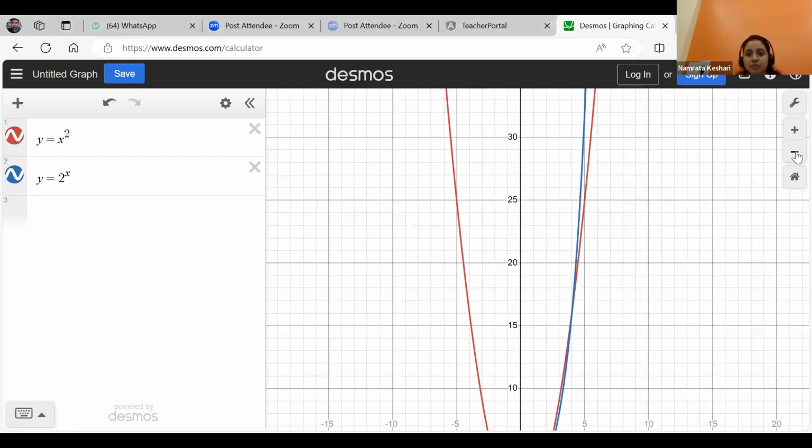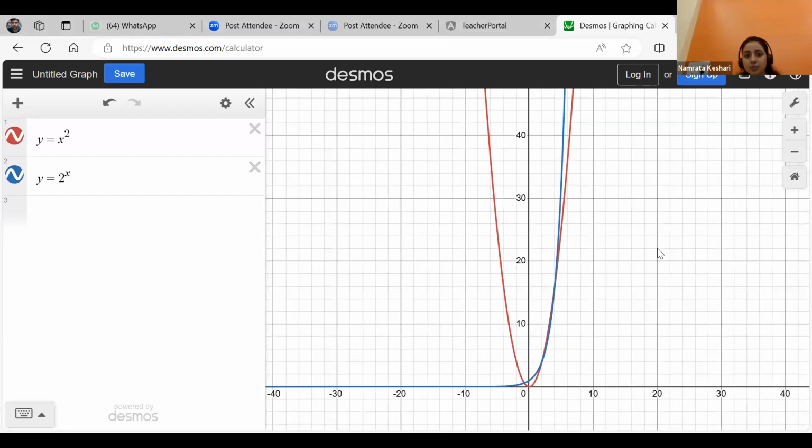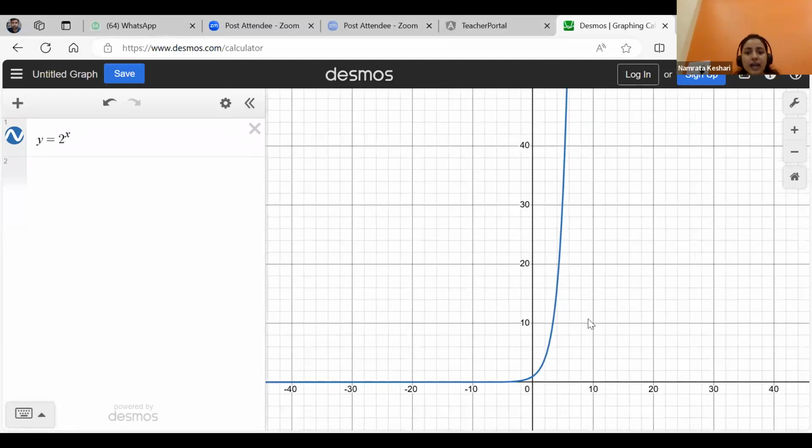Fatima, see carefully. When I just keep it like this, can you see? The blue graph is steeper than the red graph. Okay? That's why we say that this is actually called an exponential function. The previous one is a polynomial function. Now I am removing the red one. This is the graph we are having, and this type of graph we have seen when we plotted the graph.